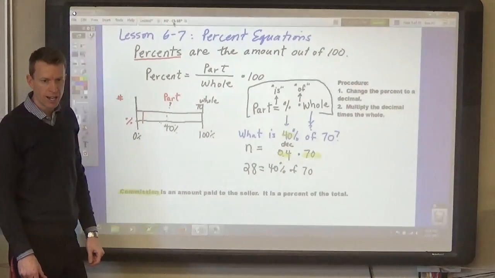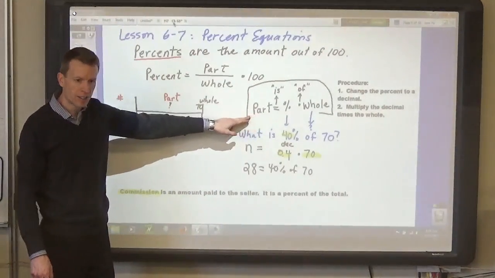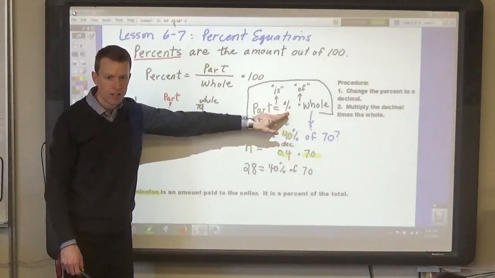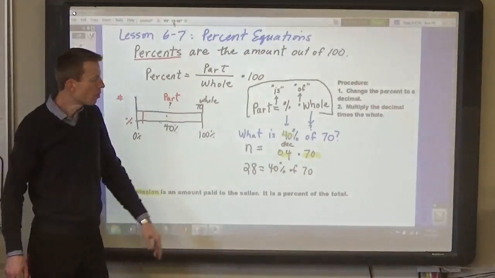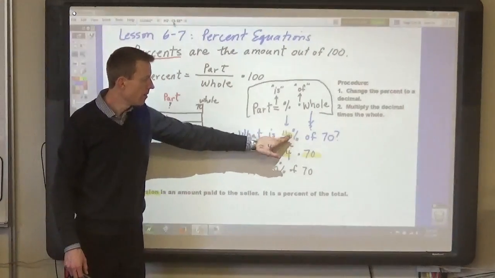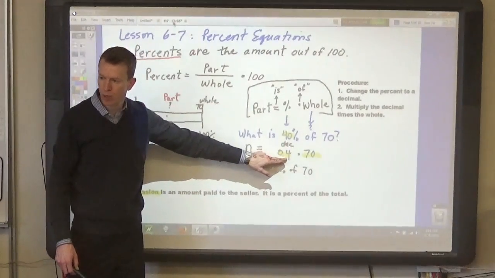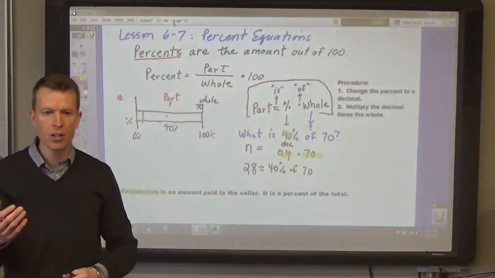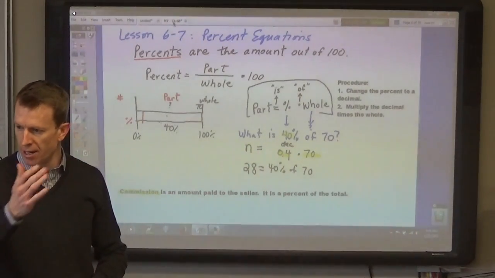There's another equation that you're going to learn today, and it's this equation. The part is equal to the percentage times the whole number. Now, this percentage that's given has to be written as a decimal, or you have to find the decimal form of the percent number. So if you have the number written as a percent, how do you convert that to a decimal?